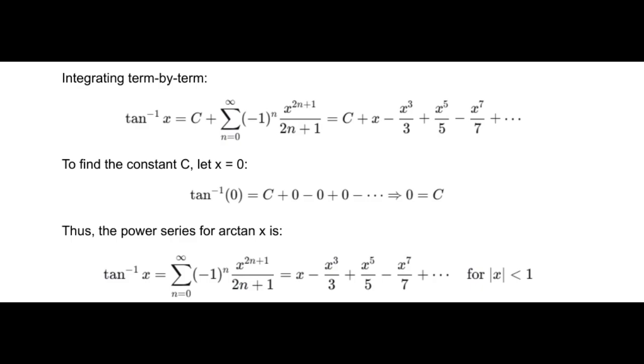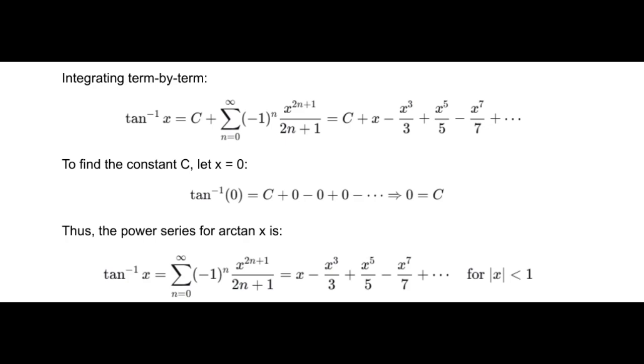To find the constant C, let x equal 0. So we have arctan 0 equals C plus 0 minus 0 plus 0, and so on. So 0 equals C. Thus, the power series for arctan x is arctan x equals the summation of negative 1 raised to n times x raised to 2n plus 1 over 2n plus 1.